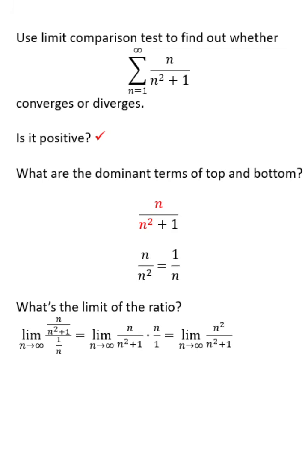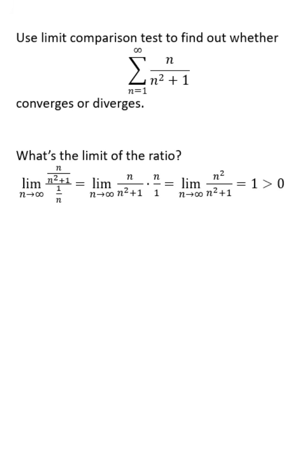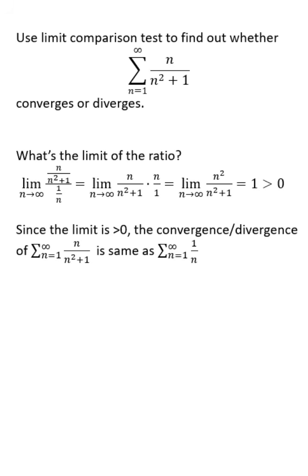Simplify. Because the top and bottom's dominant terms are both n squared, the limit will become 1. And what's important is that this limit is bigger than 0. As long as you have something bigger than 0, you can say that these two summations, these two series, converge or diverge together. Now, sigma of 1 over n is a p-series with p equals 1.